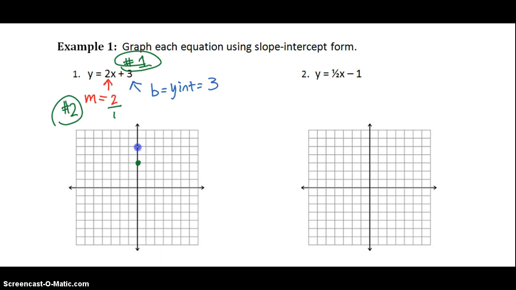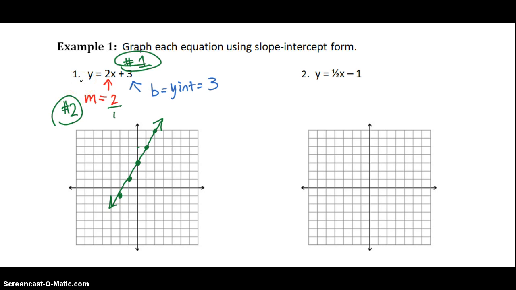We're going to rise 2 and run 1. Now, I've told you before you only need 2 points to graph a line, but it'll make for a neater line if we go ahead and rise and run. And by the way, if I rise -2 and run -1, -2 over -1 is the same thing as 2 over 1. So that makes it for a very neat line. And there it is, the graph of number 1.